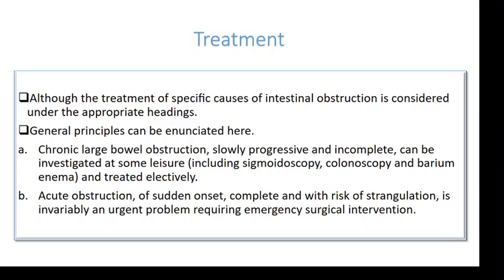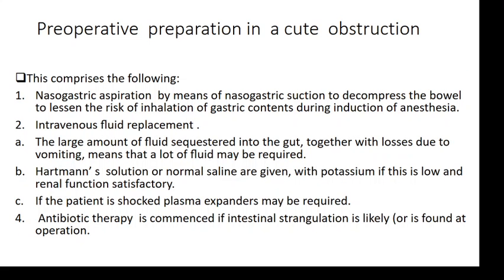But in cases of acute obstruction, which occurs with sudden onset, complete obstruction with the risk of strangulation, it is invariably an urgent problem requiring emergency surgical intervention. The operative preparation of acute obstruction includes nasogastric aspiration by nasogastric tube to lessen the risk of inhalation of gastric content during induction of anesthesia and to decompress the bowel.